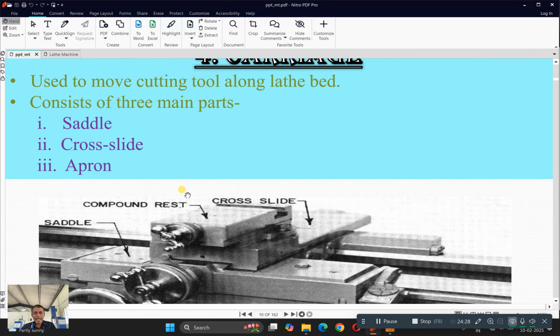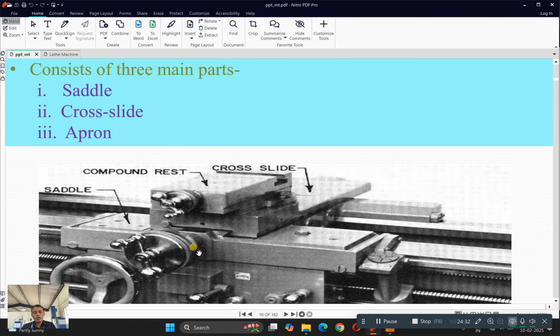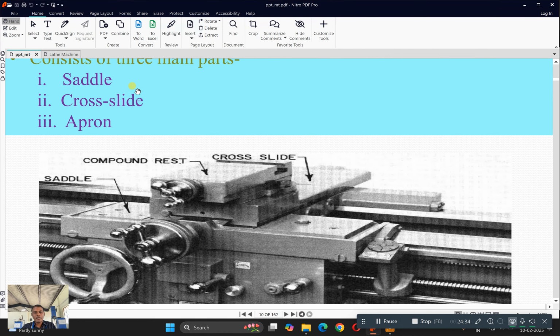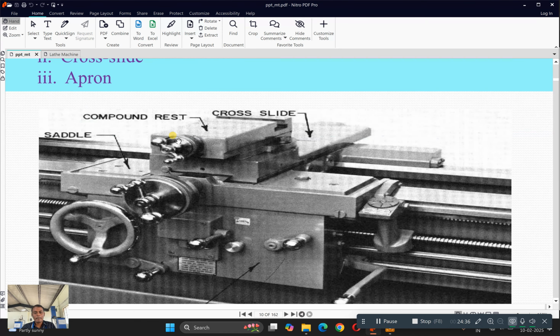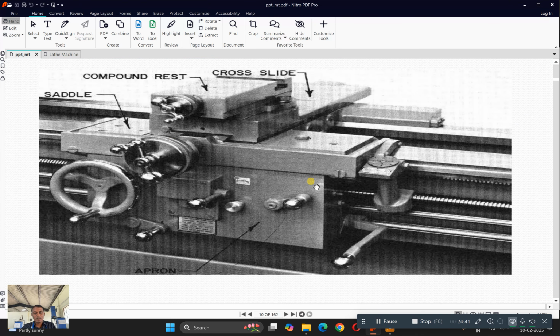So next one is the carriage. The carriage is used to move the cutting tool along the lathe bed, okay. It consists of three main parts. They are saddle, cross slide and apron. So as you can see from this diagram, this is your apron. Inside this apron we will have some gear arrangement which is used to engage or disengage those gears to provide feed to this carriage to move from right to left.